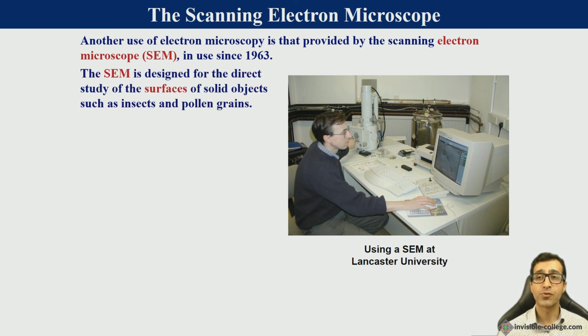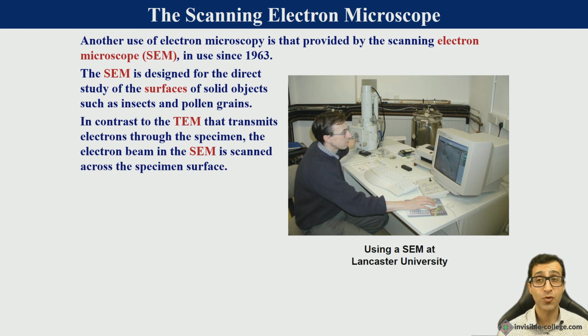Now, the scanning electron microscope is designed for the study of surfaces of solid objects, such as, for example, pollen grains and insects. Now, in contrast to the transmission electron microscope, which transmits the electron beam through the specimen to show its internal structure, the scanning electron microscope does something different. Instead, it scans the surface of a specimen to reveal the detail on that surface. In this case, the electron beam is not transferred through the specimen, it is bounced off the surface of the specimen and detected to produce a very detailed image of that surface.